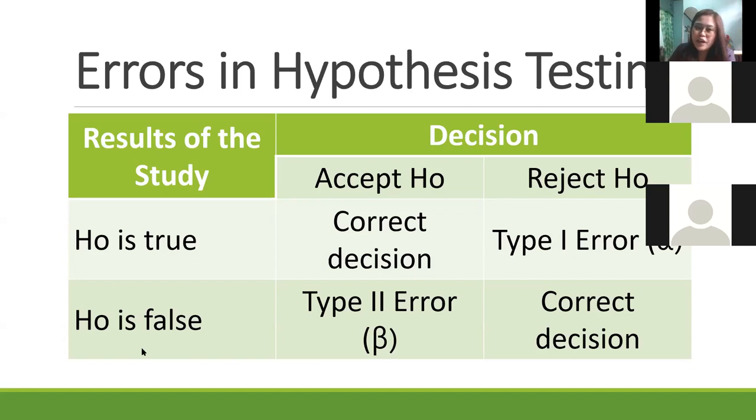Sa type 2 error naman, supposedly the null hypothesis is false. So the correct decision is to reject it. But there will be times na magmali ang ato ang mga study, ato ang researcher sa pag-decide, then wala niya na-reject but na-accept ang false na null hypothesis. Again, we call it a type 2 error.